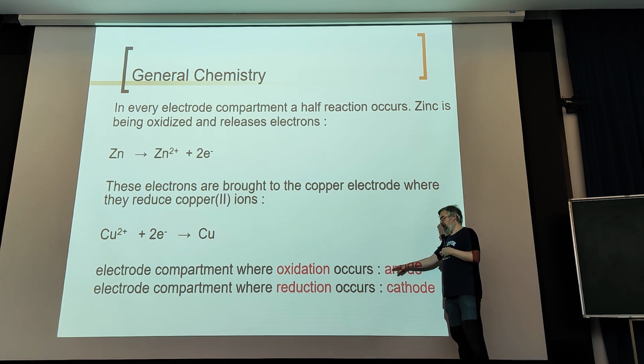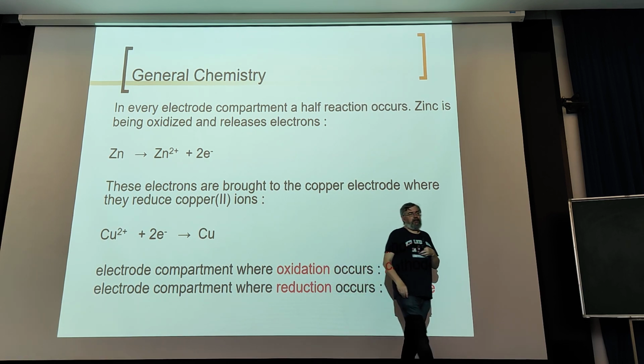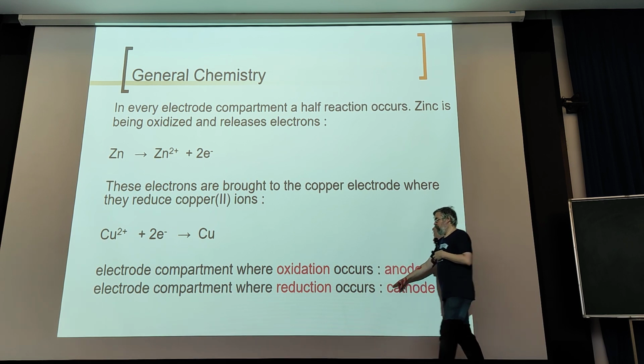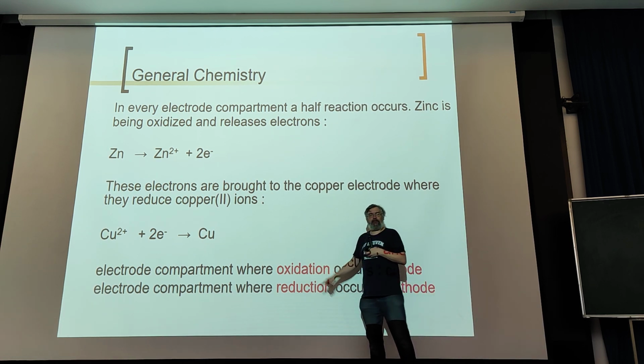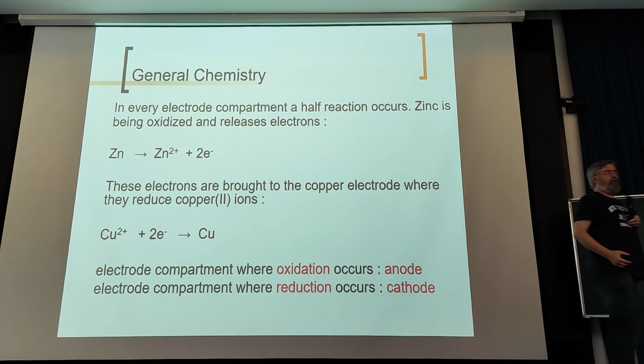And I know it may be difficult to remember, but maybe a small trick. Anode starts with an A, and oxidation has an A, not reduction. Cathode starts with a C, reduction has a C, oxidation doesn't have a C. That's how you could remember which is anode and which is cathode.